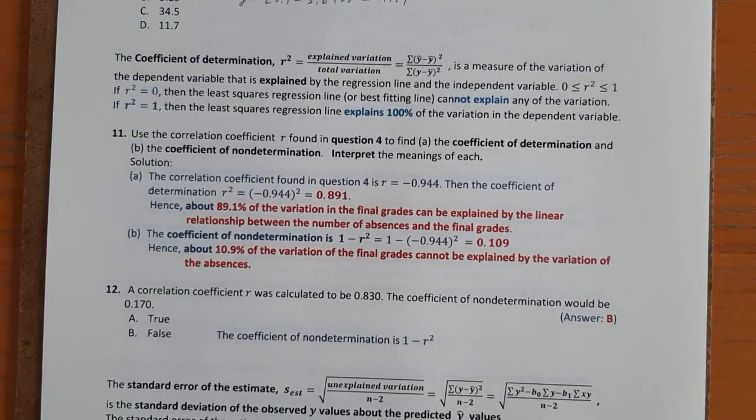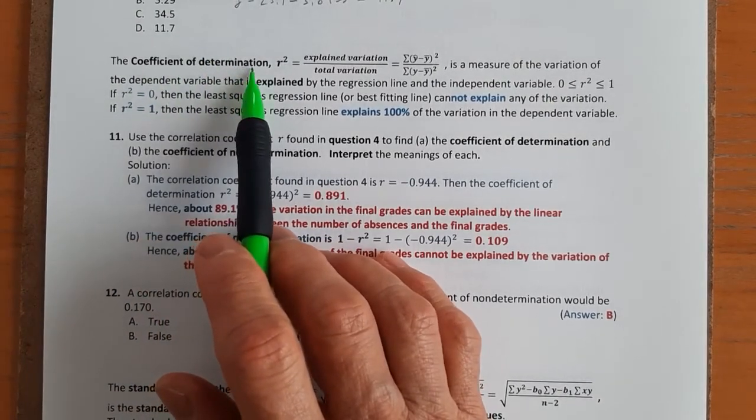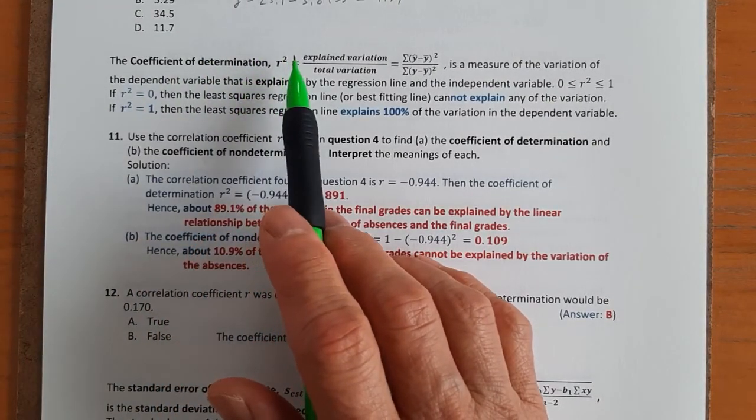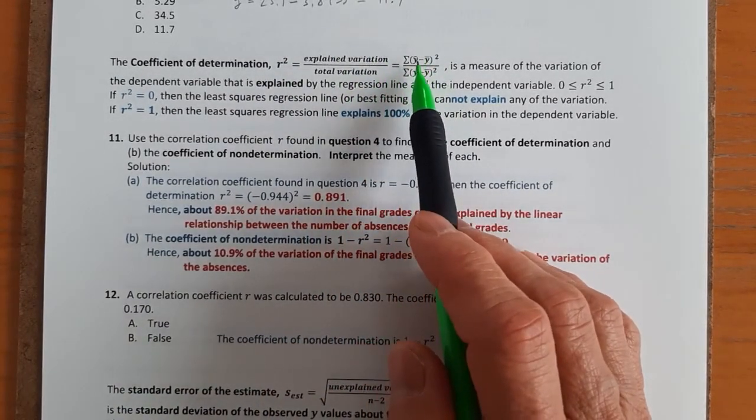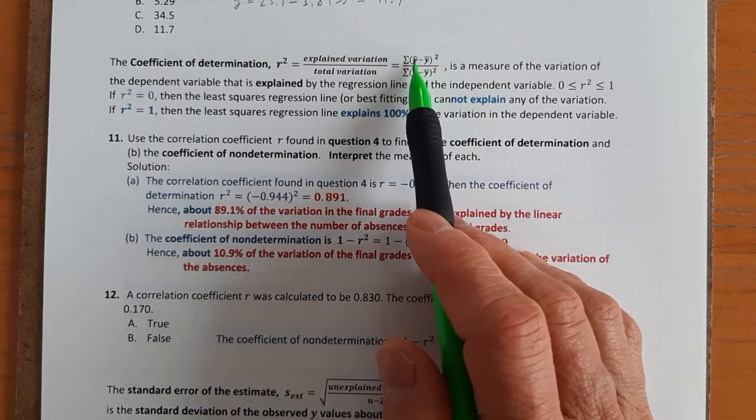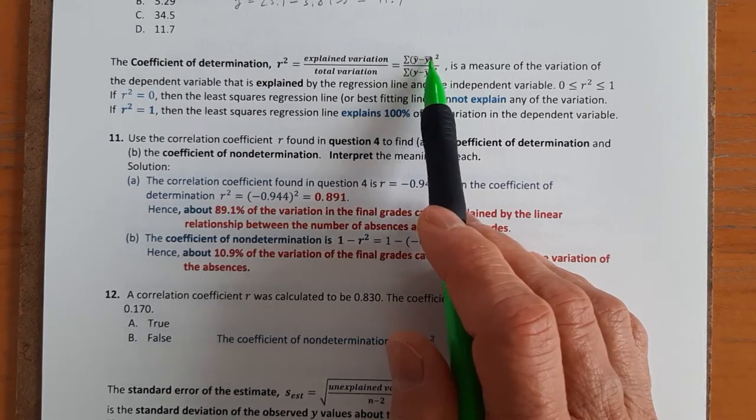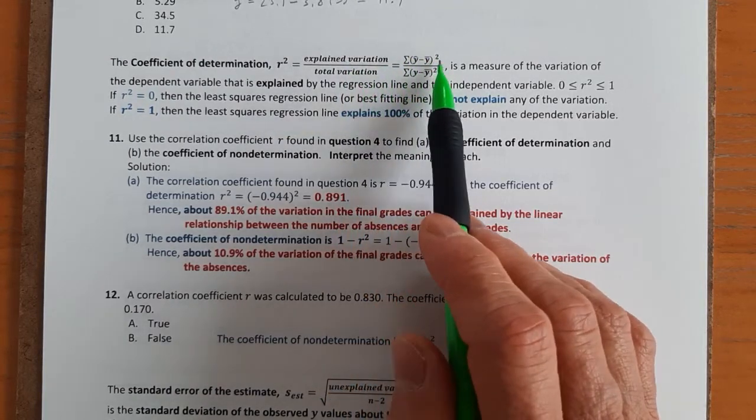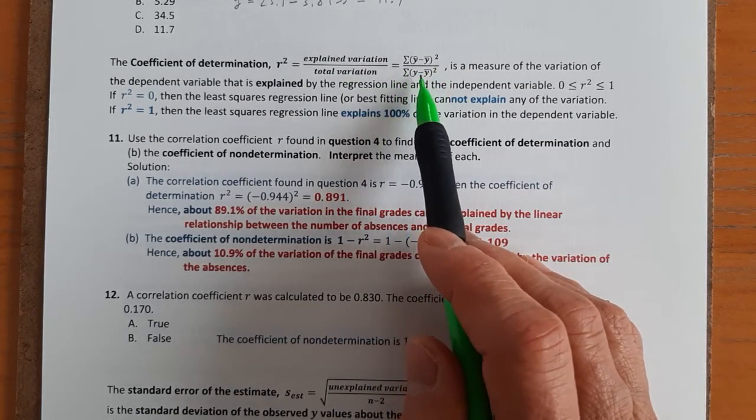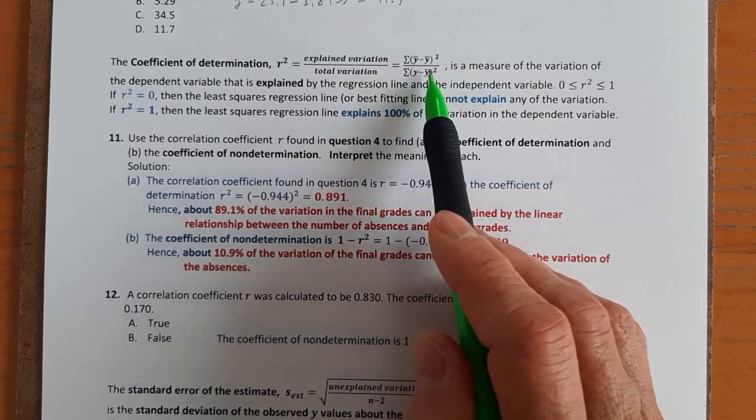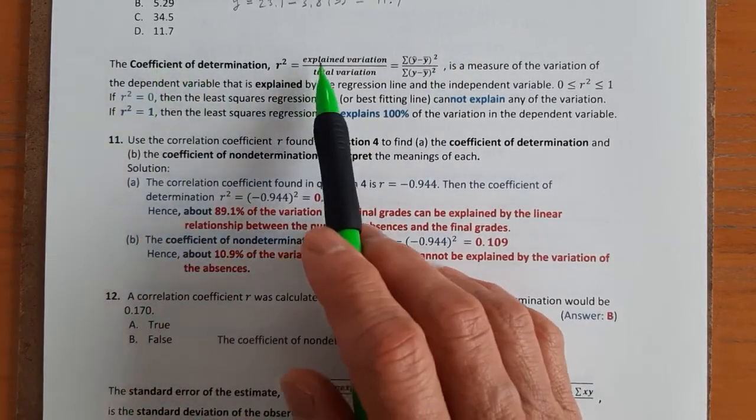And the definition of the coefficient of determination is R squared. It is explained variation over total variation. Explained variation is the sum of y hat, the predicted y, minus y bar, the mean of y, squared. Total variation is the summation of y, the observed value, minus y bar, the mean of y, squared. So this is R squared.